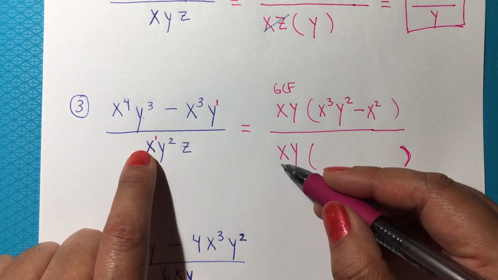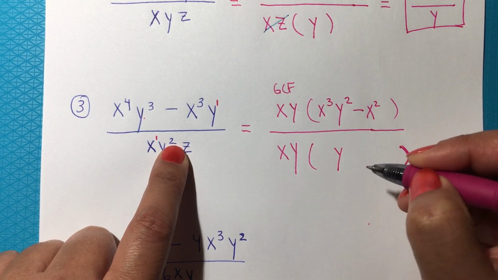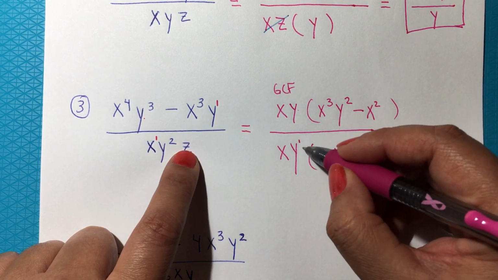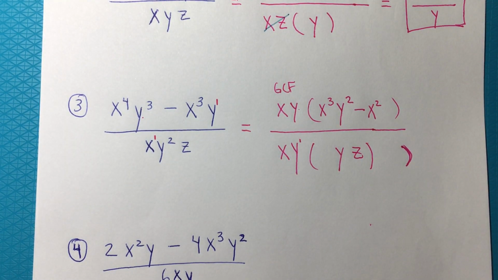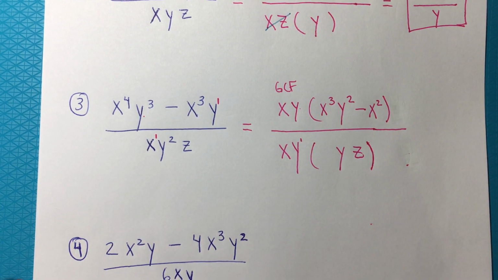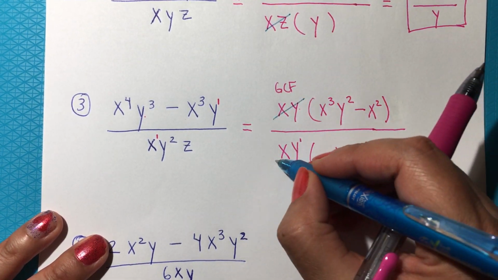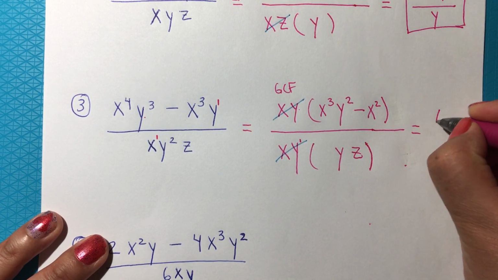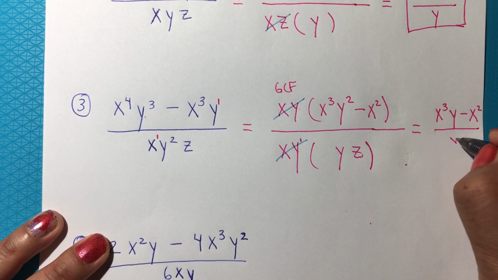X divided by x, it's 1. We don't put it. Y squared divided by y is y, because we subtracted. 2 minus 1 is 1, but we don't need to put it. And then z, there's no z in here. We just bring it over. And my parenthesis was a little too far for both of them, actually. There you go. And so we cancel the greatest common factor because xy divided by xy is 1, so we don't need that. And we're left with x cubed y minus x squared divided by yz.